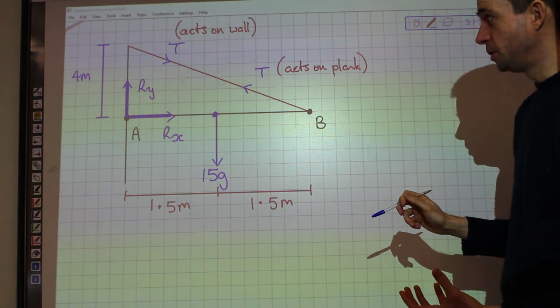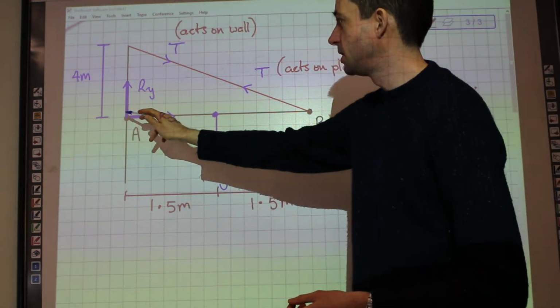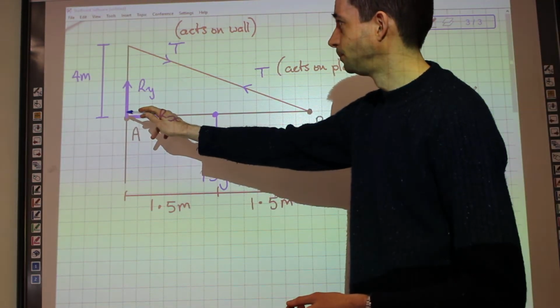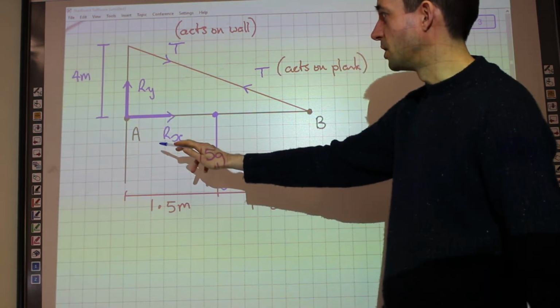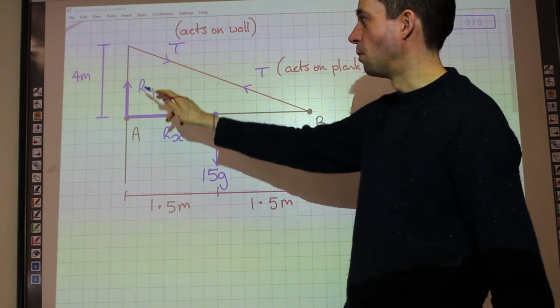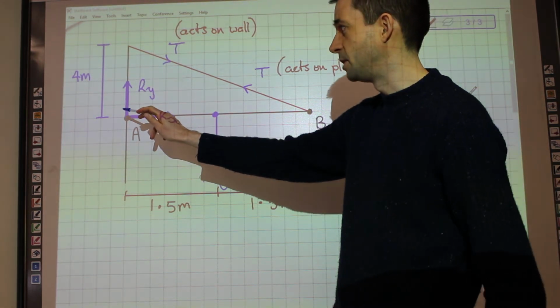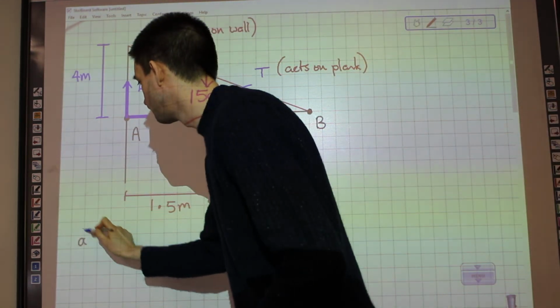And what I want to do to be able to do that is take moments about the point A. The reason I want to take moments about the point A is that I've got an unknown reaction X and an unknown reaction Y. So if I take moments about this point, I can ignore both of them because currently they're unknowns.